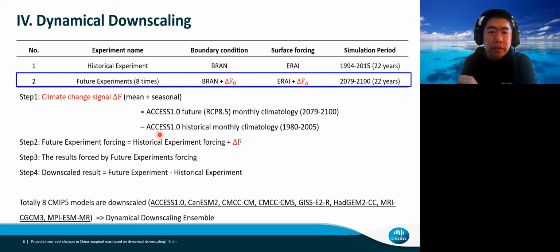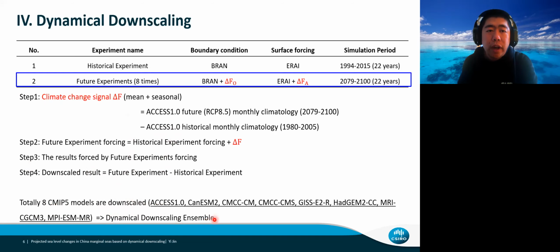Including the CESM 1.0, totally 8 CMIP5 models are downscaled, which all perform pretty well in the sea level simulation, and it is the CMIP5 ensemble in this work. And by repeating these 4 steps 8 times, we can get the downscaling ensemble.